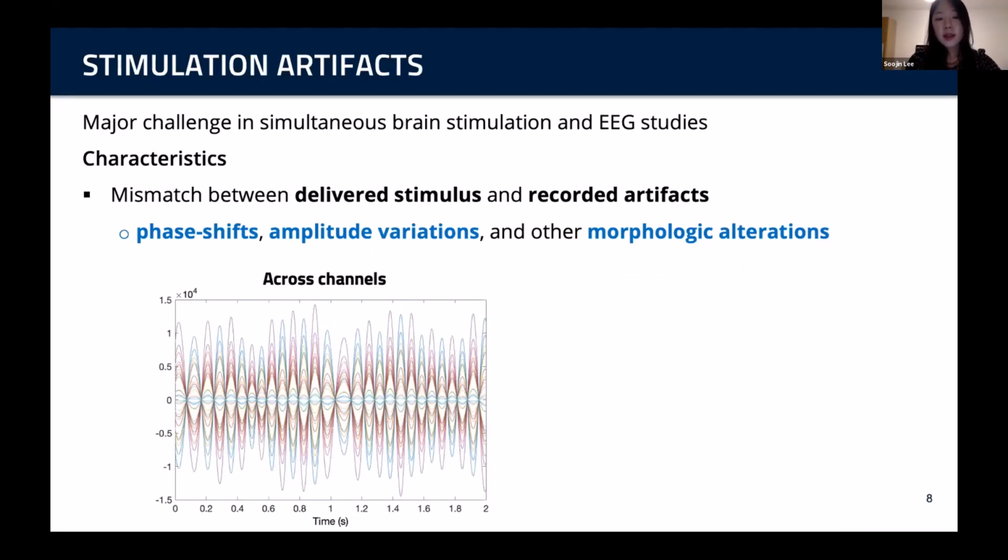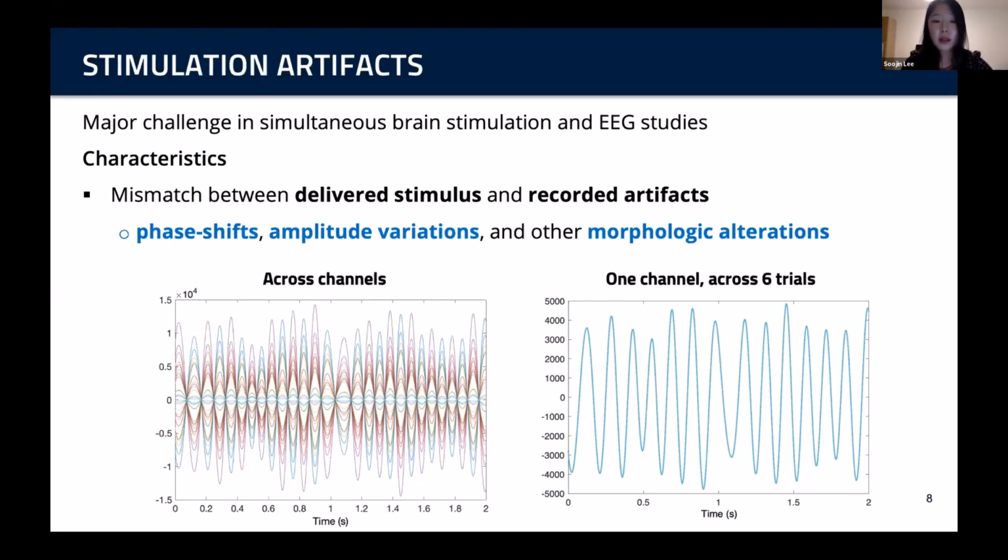And the third reason is that the stimulation artifacts recorded downstream in the EEG do not exactly match the delivered currents at the stimulation electrodes. So we can observe phase shifts, magnitude variations, and other morphologic alterations in the EEG. So in this slide, I plotted some real examples of artifacts that are recorded across different channels. And as you can see, there are 180-degree phase shifts, and amplitudes are different depending on the distance from the stimulation electrodes.